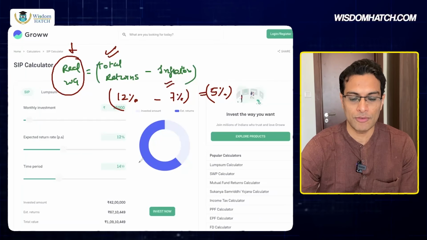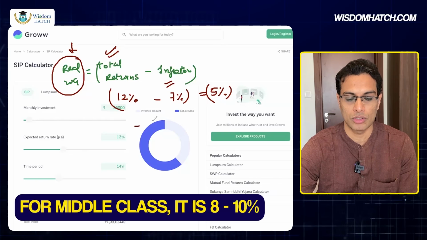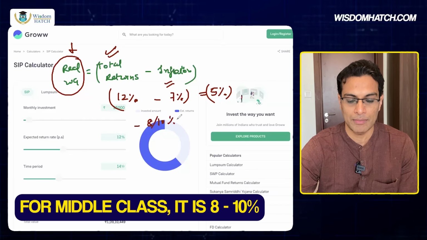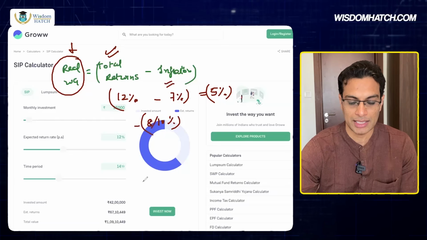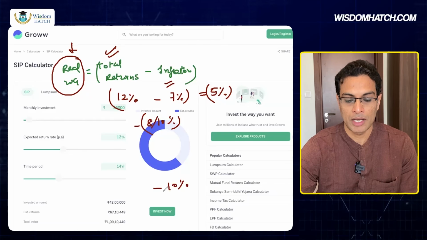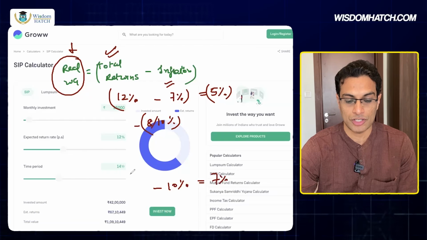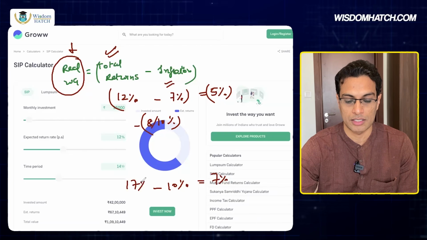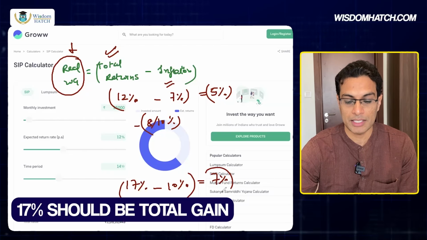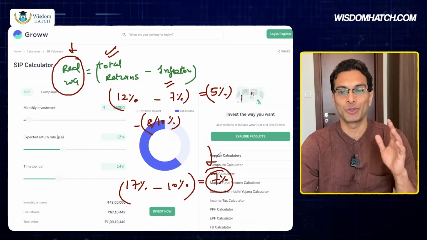My estimate is that for average middle class, the inflation growth will somewhere be between like 8 to 10%. Upper limit मान के चलते हैं, so 10% मान लो, right? Now in order to generate, let's say a 7% real wealth growth, how much is it that you need to generate your total returns? Well, it should be 17%. तब आपकी 7% से actual wealth growth होगी, okay?